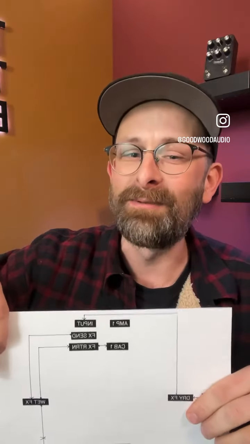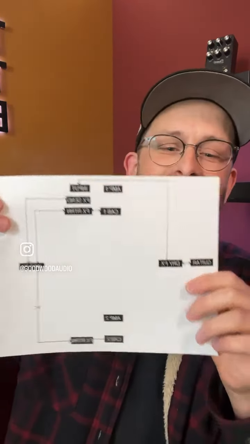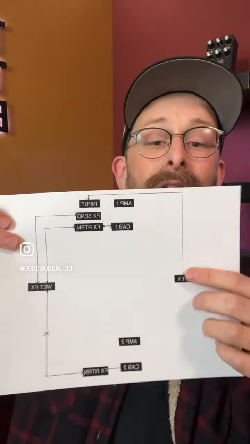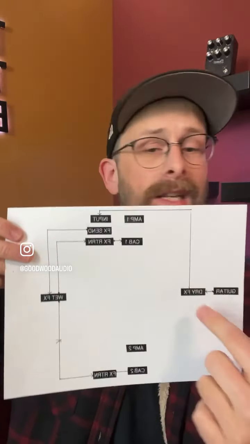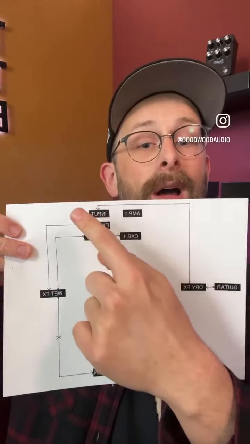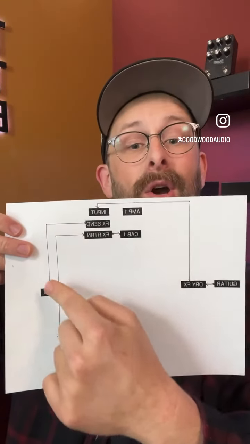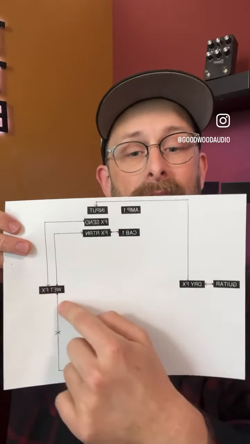I have very messy writing, so I figured I'd make it readable for you guys. So guitar into your dry effects, then you go into amp 1's input only. You do not go into amp 2's input. Amp 1's effects send only goes to your wet and modulation effects.